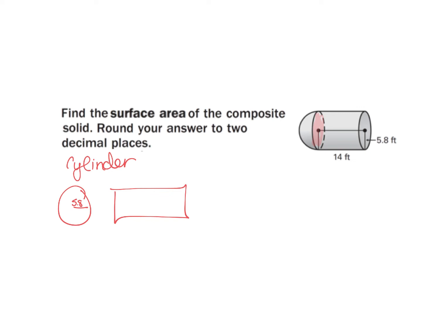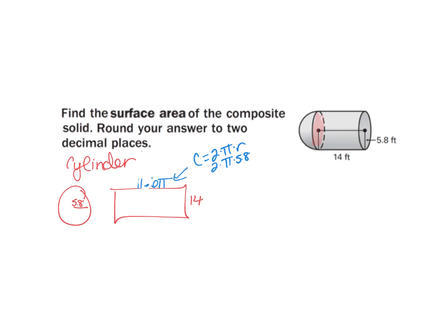And then the height of the rectangle would be 14. So you remember how to figure out what this part is? It is the circumference. So C equals 2 pi r. So 2 times pi times 5.8 gives you 11.6 pi. And that kind of looks like a time, so I'm going to erase that.